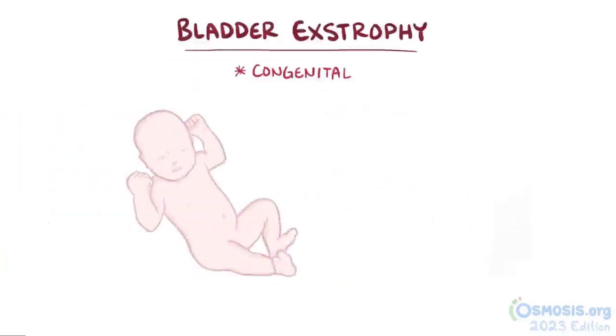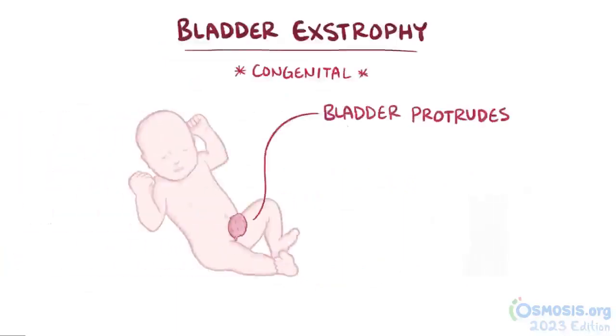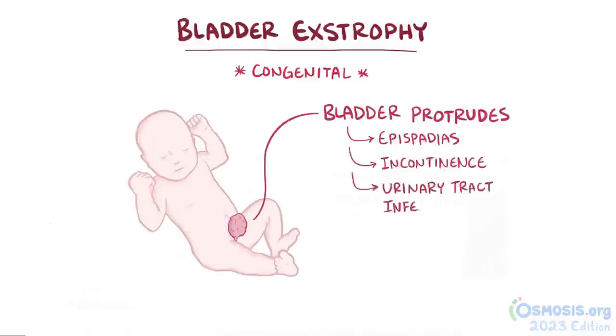Alright, as a quick recap. Bladder exstrophy is a congenital problem where the bladder protrudes through the front of the abdominal wall, and it's often accompanied by epispadias. Bladder exstrophy can cause incontinence and increase the risk of urinary tract infections, and requires early surgical correction.